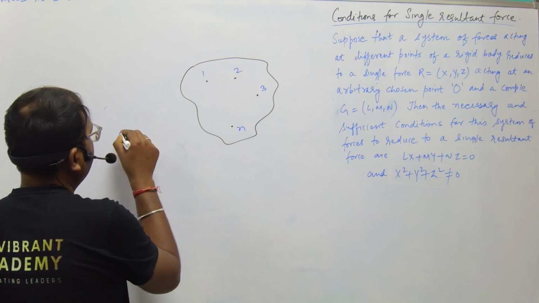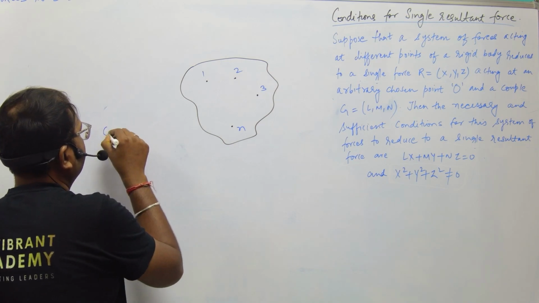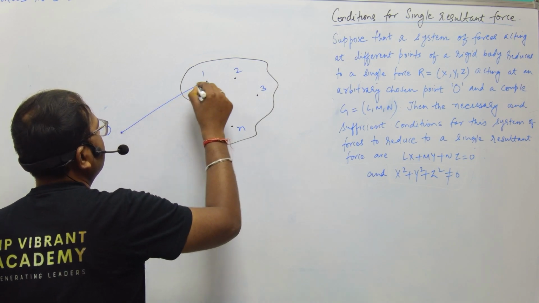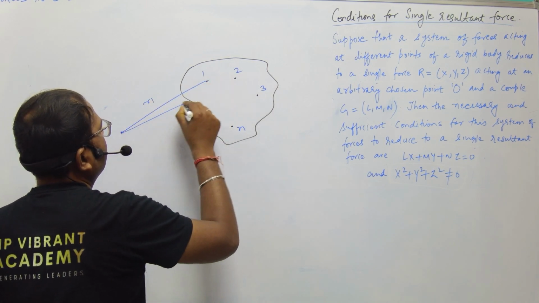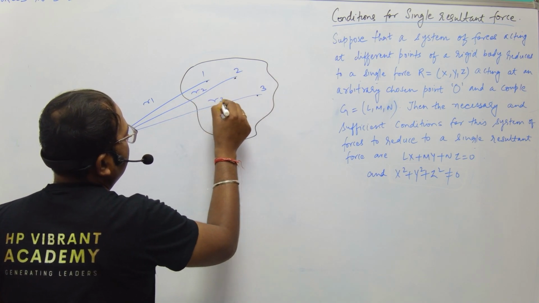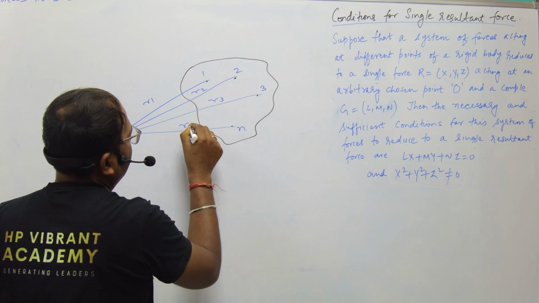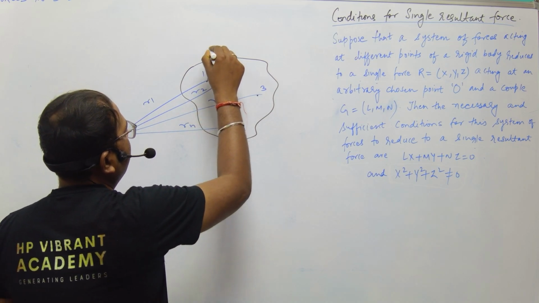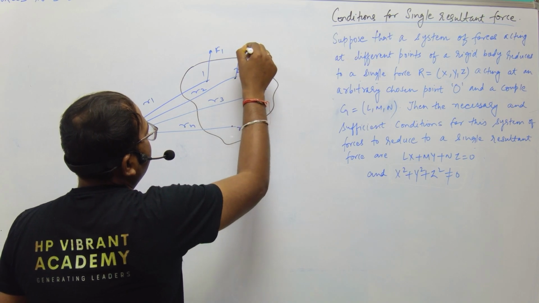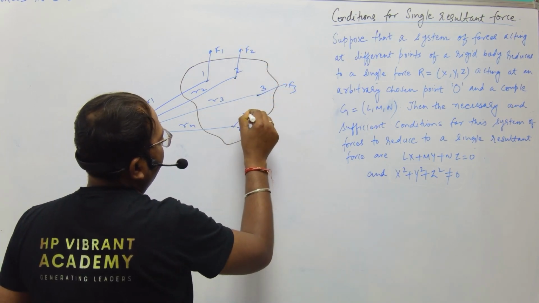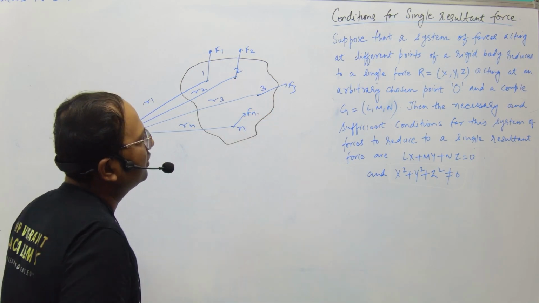Let us take O as the origin of vectors. We have the position vectors of these points as r1, r2, r3, and rn. Since we have a system of forces, let us take these as f1, f2, f3, and fn.